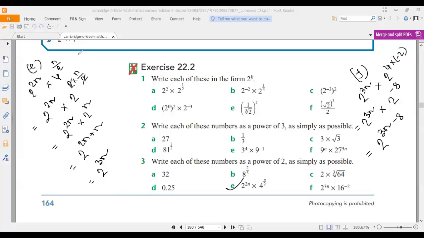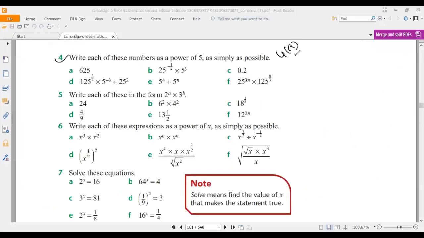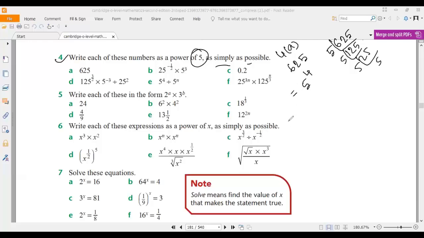Now, question number 4a. 4a says 625. We need to write these numbers as a power of 5 as simply as possible. So, what is 625? If I want to do the prime factorization method, then what can we see? 625 divided by 5 will be 125. Again, divide by 5, it will be 25. Again, divide by 5, it will be 5. So instead of 625, we can write 5 to the power 4.